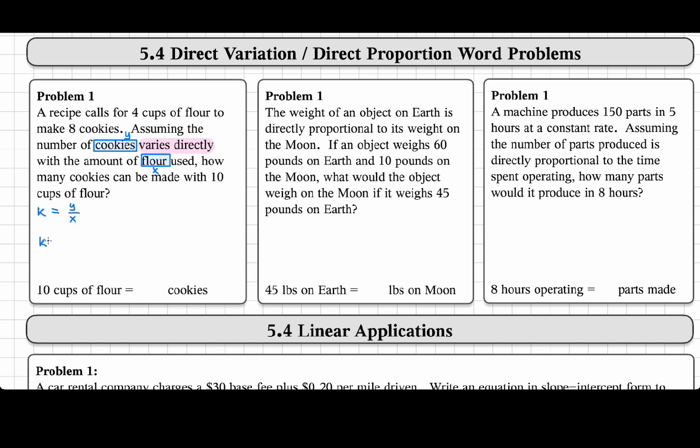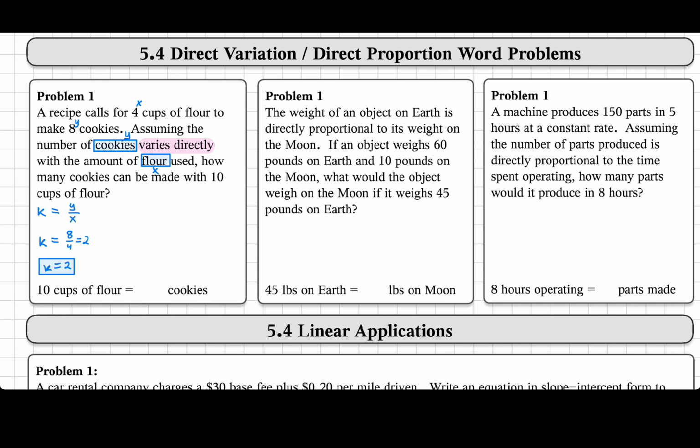In this problem, that k is what we need to figure out. What have they given us? They've given us that it calls for 4 cups of flour to make 8 cookies. So cookies, again, that was y. So the 8 is y, my 4 is x. So we're going to go 8 divided by 4, which gives us 2. So k is 2.